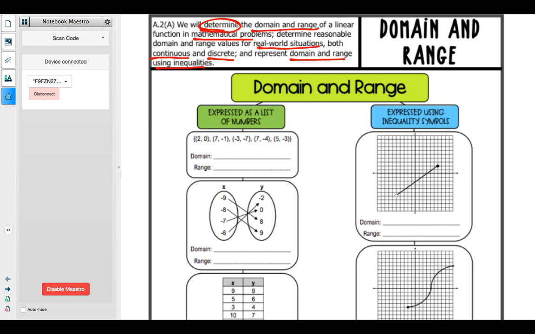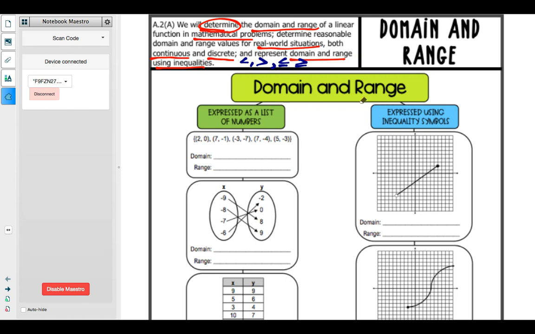So if you think about it, inequalities, those are these signs. So we have less than, greater than, less than or equal to, and then greater than or equal to. So we're going to use those signs.